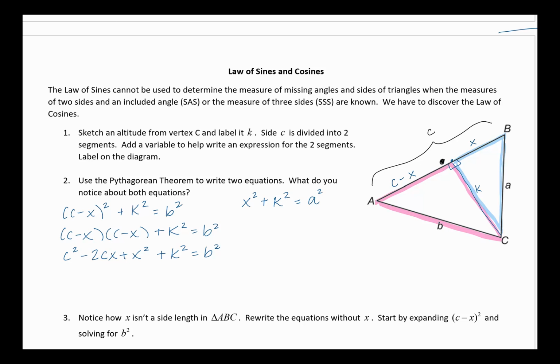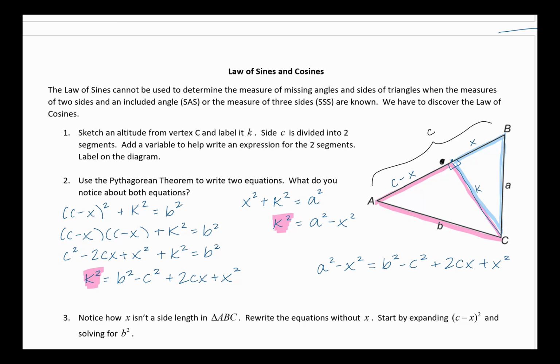And so to get k squared by itself, I need to move all of this to the other side. So k squared would equal b squared minus c squared plus 2cx plus x squared. And then we're going to do the same thing on this side, although it's much easier. K squared would equal a squared minus x squared. So if that's true, they both equal k squared, so we can set them equal to each other. So I would have a squared minus x squared equals b squared minus c squared plus 2cx plus x squared.